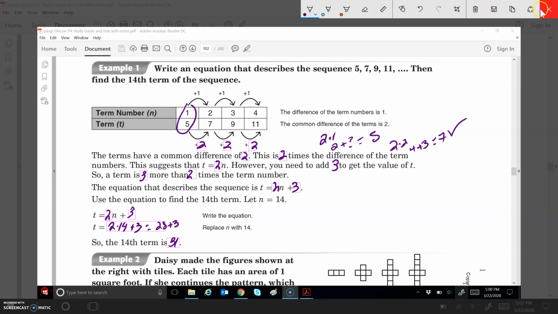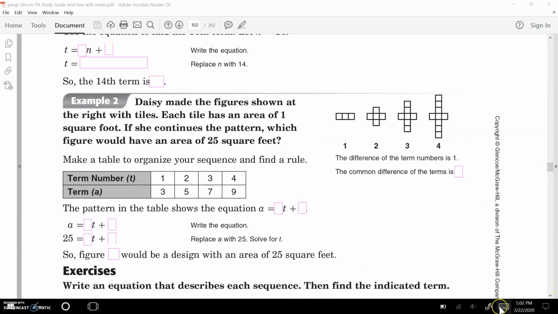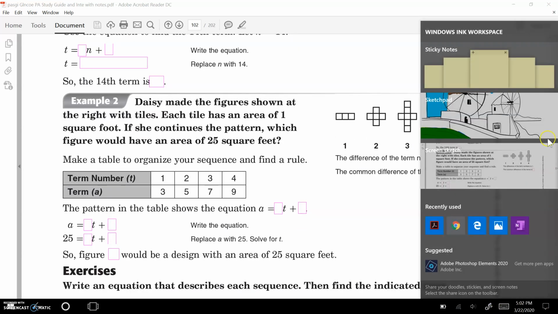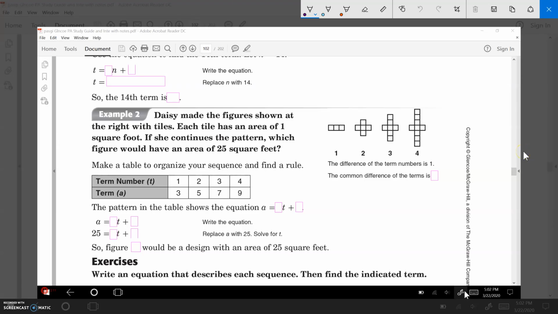Alright, let's scroll down. Example 2. Daisy made the figures shown at the right with tiles. Each tile has an area of 1 square foot, so 1 by 1. If she continues the pattern, which figure would have an area of 25?